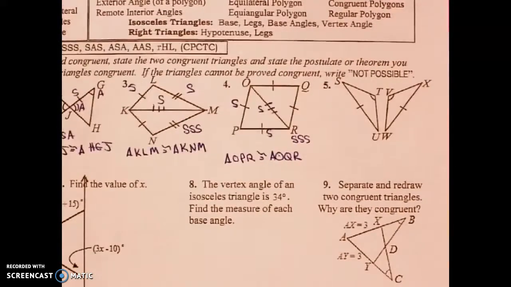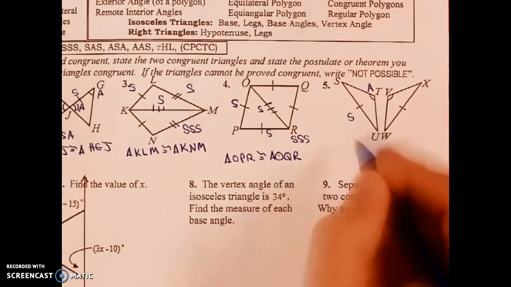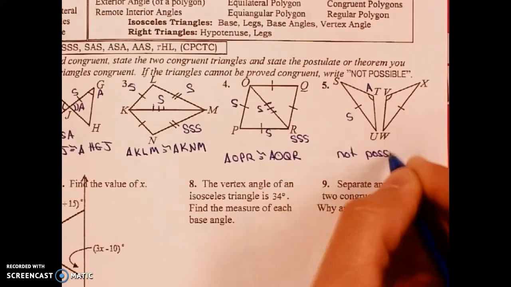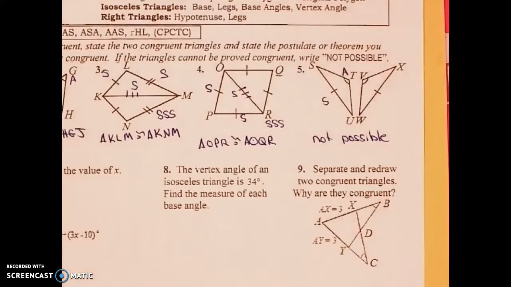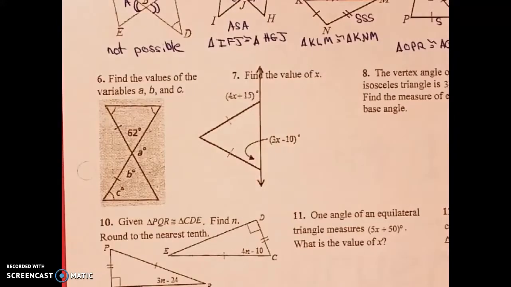If you look at number 5, I have a pair of sides, I have a pair of angles. Angle, side is not enough information, so here's another case where it is not possible. Okay, moving on to question number 6.